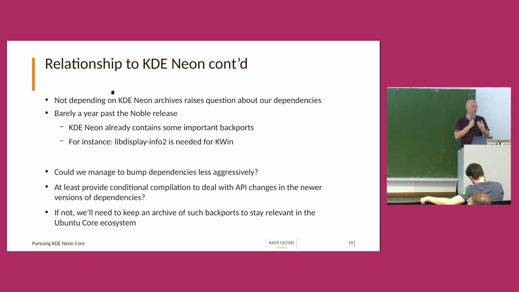So the question, obviously, is could we manage to bump dependencies less aggressively? Yes, no, right? That's something we could think about. For instance, KWin already depends on a very different libdisplay-info. Is that something which we could have been more diligent in, like supporting both APIs for a while before breaking this, or do we want to move faster? So that's something we have to figure out, I guess, as a community.